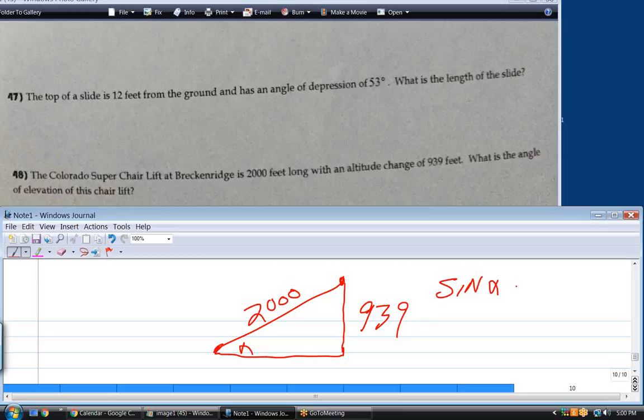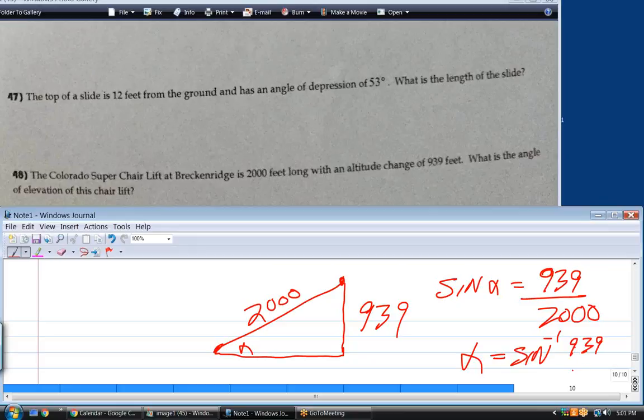So the sine of that angle is equal to what? Sine of 939 over 2,000. So alpha, the angle itself, which is what they're asking for, is what? The inverse sine of 939 over 2,000.